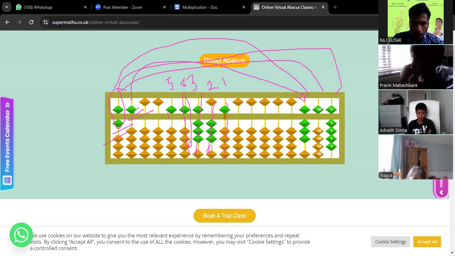Like this. See, 6 multiplied by 8 is 48, so we wrote 48 over here. Then 6 multiplied by 5 we did. Like this it is done. Getting it?